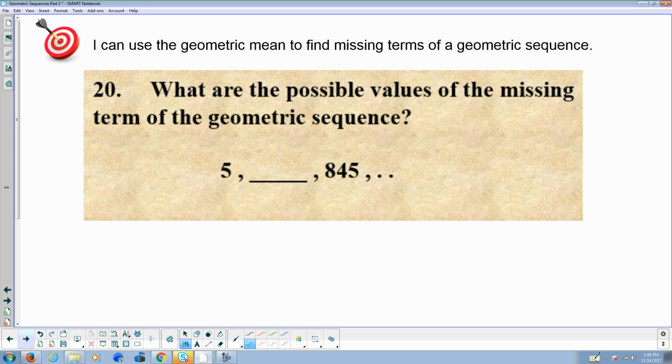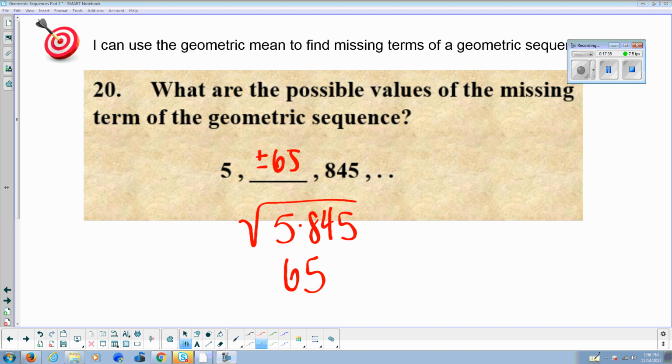Again, find the geometric mean. Try this on your own, please. So I hope you got plus or minus 65 for the missing term.